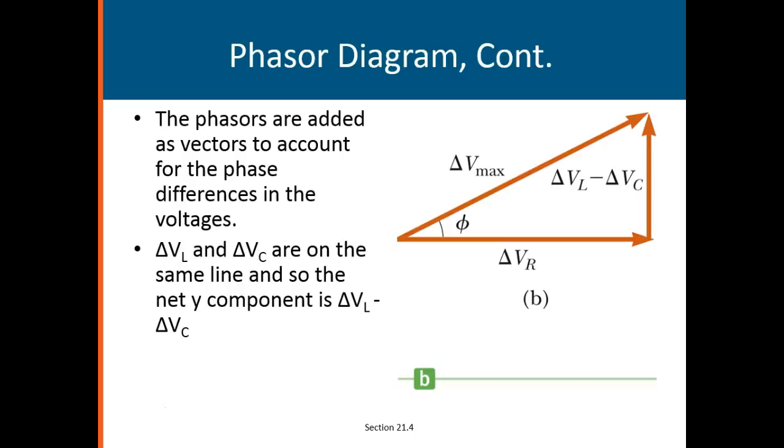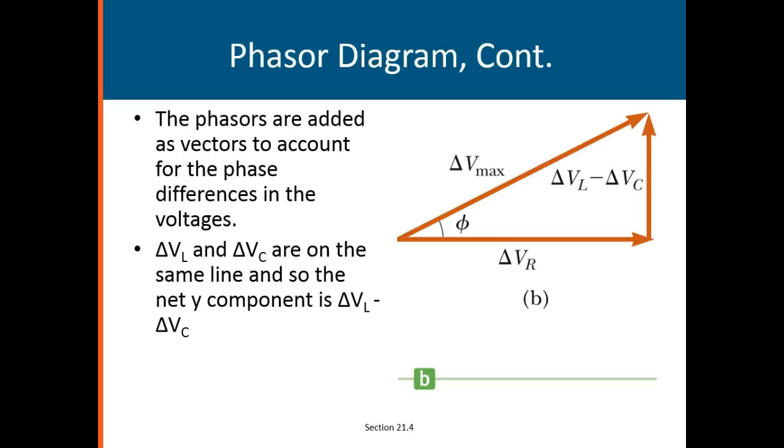So the resistor starts out here. The difference between the inductor and the capacitor is going to be up here if delta VL is greater. If delta VC is greater, then it would be lagging down here. Do you see that? And this would be your phase angle, a positive phase angle here. If delta VC was greater, then it would be down here at a negative phase angle. Resistor is always this way.